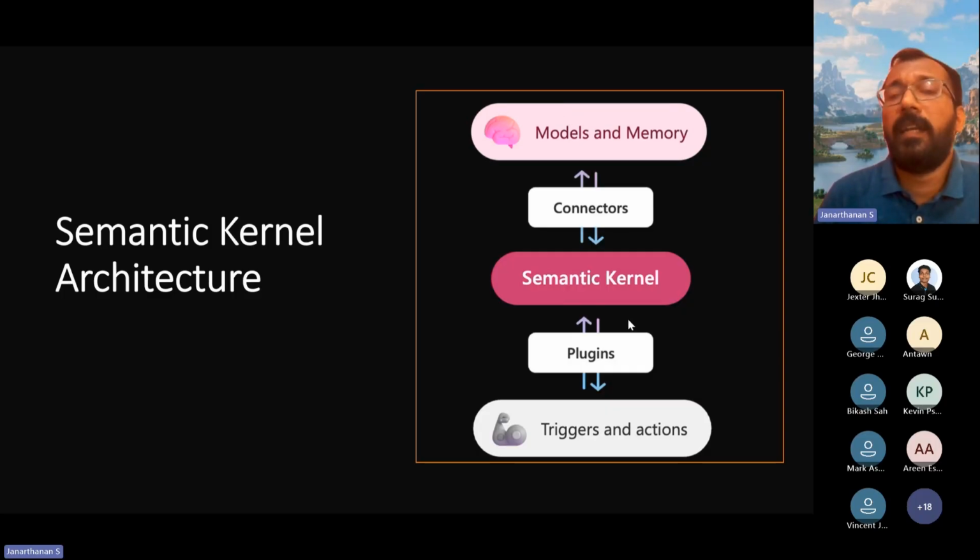Then once it is done, in the plugin section, you can execute any type of plugin. It could be a time plugin, a string manipulation plugin, a mathematical operation plugin, or a file-related plugin. So any type of plugin you can create inside your semantic kernel framework. Once it is done, in the actions, you can execute the overall operation which you perform in your plugins. It is possible to execute in the triggers and actions. So that's how the overall semantic kernel architecture has evolved.